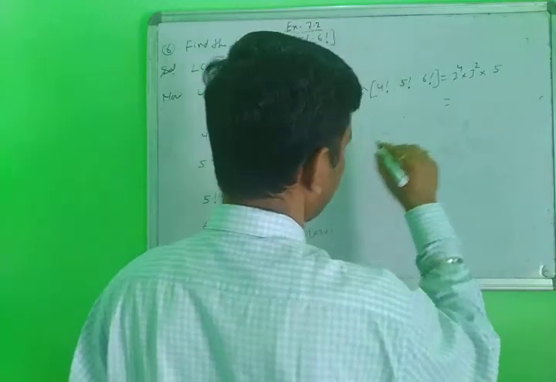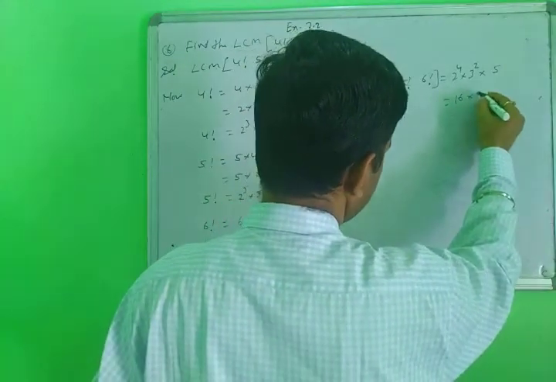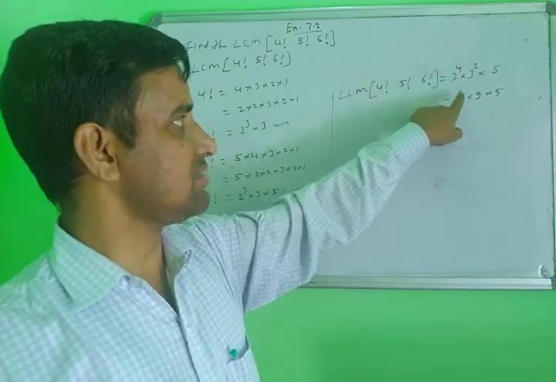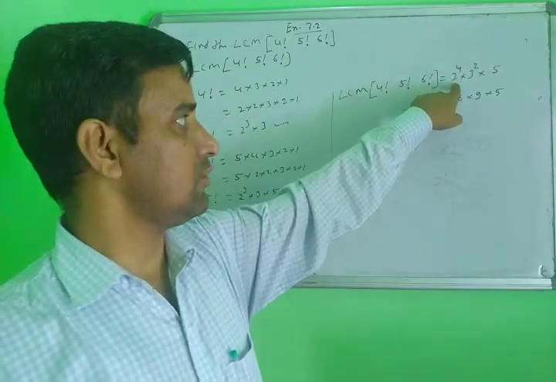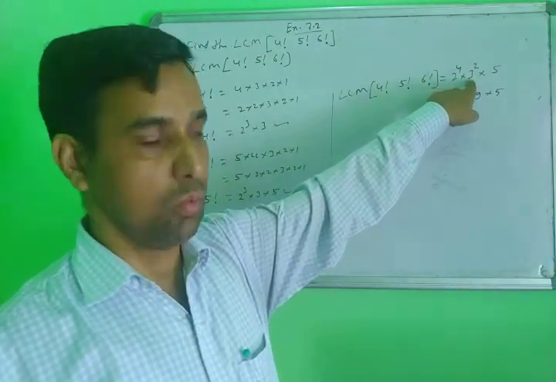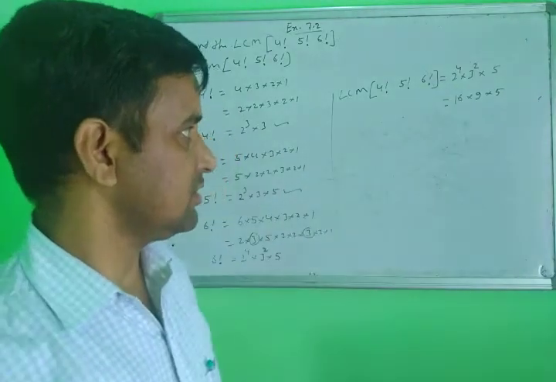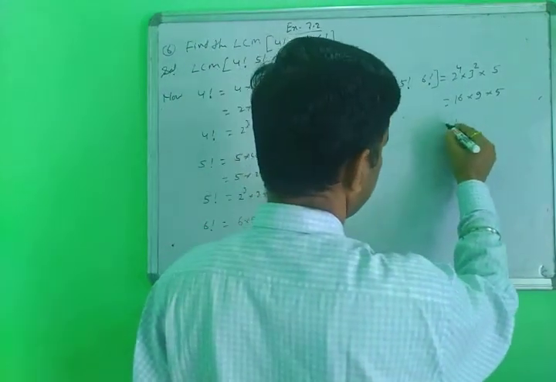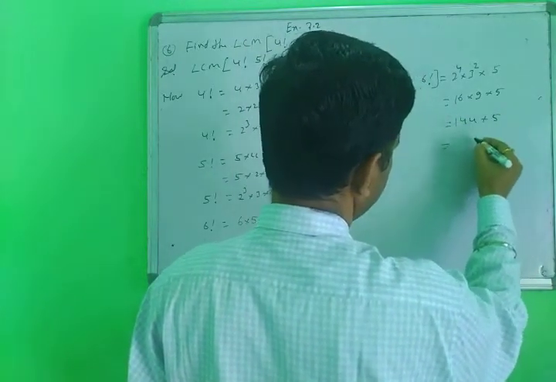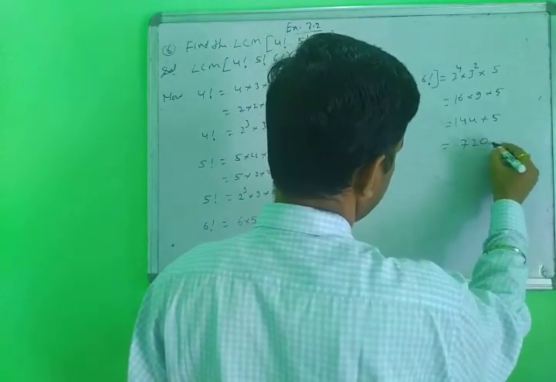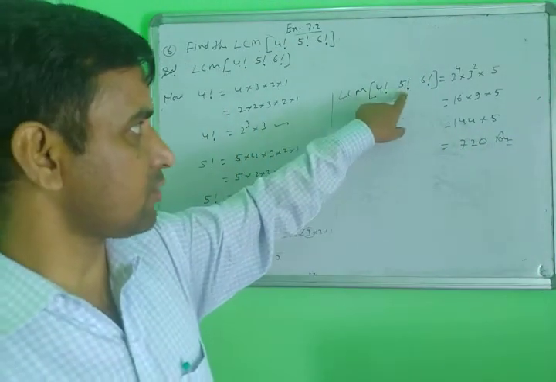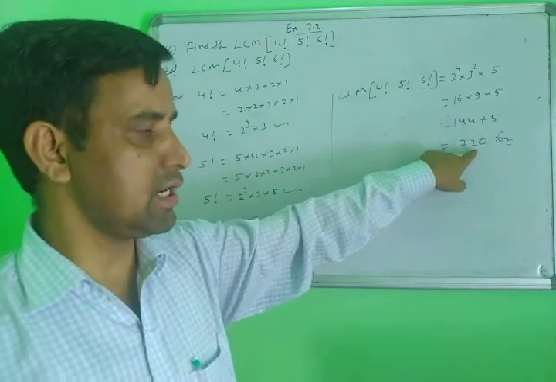Then 2 exponent 4 means 16, and 3 into 3 is 9, into 5. The highest power is 2 exponent 4, and the value of 2 exponent 4 is 16. The highest power of 3 is 2, 3 3s are 9, and 5. So 16 into 9 is 144, into 5, and multiply: 5 4 is 20, 5 4 is 20, 22, 5 into 720. So this is your answer. The LCM of factorial 4, factorial 5, factorial 6 is 720.